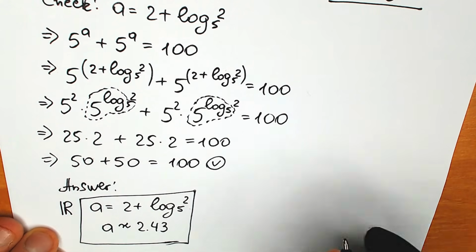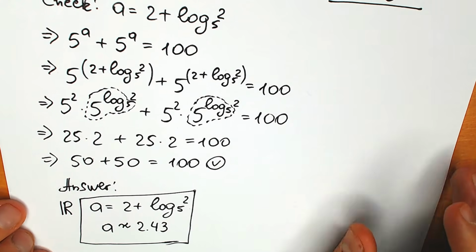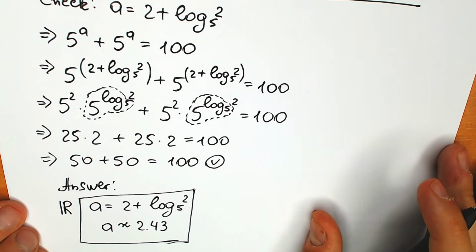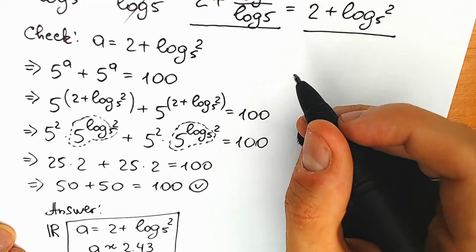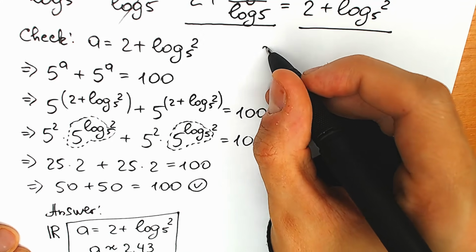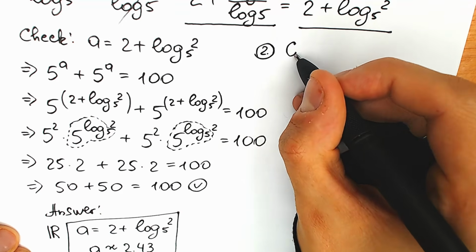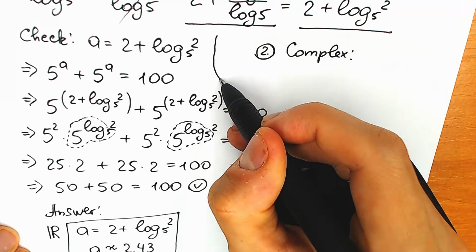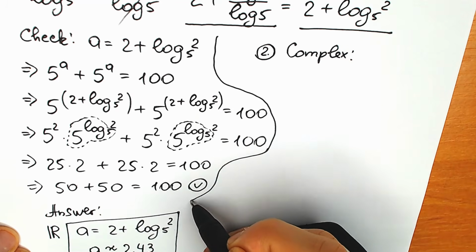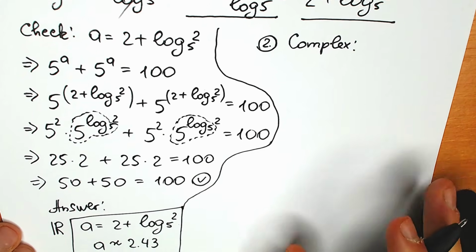And right now I want to spend about 1 minute to show you how we can find a complex root. Maybe you are interested in this. So right here I have space, and I'm going to show you this as a second part. We're going to find a complex root. So I'm going to split this, and we're going to spend about 1 minute to find a complex root.